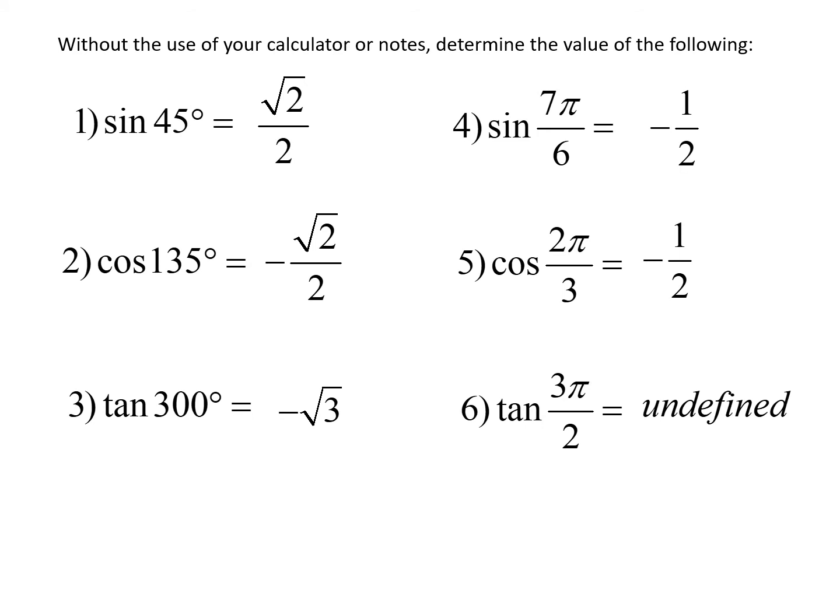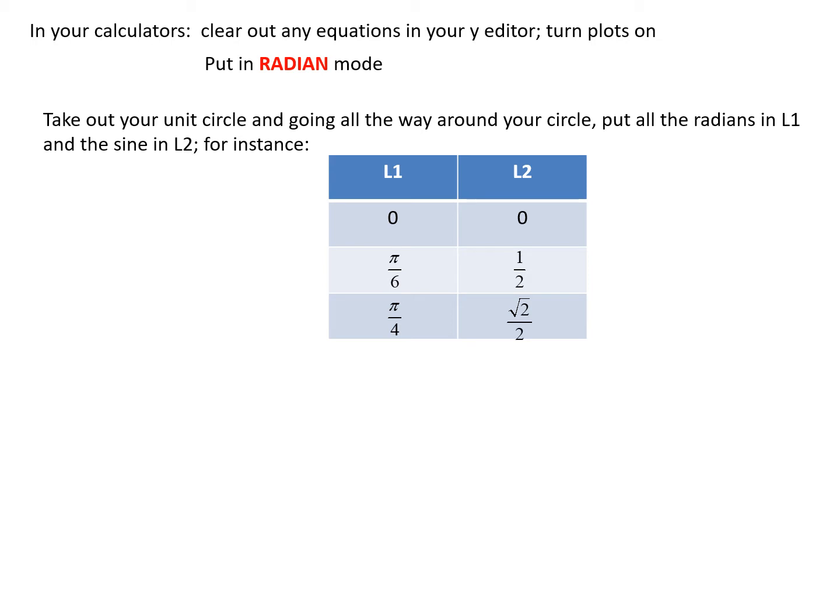All right, so today we're going to talk about how to graph a sine and cosine curve. So what I'd like you to do is in your calculators, clear out anything you have in your Y editor and turn your plots on. So remember, you just go in your Y editor, go up to plot 1 and highlight it, and it'll be on. And then go into mode and change it from degrees to radians.